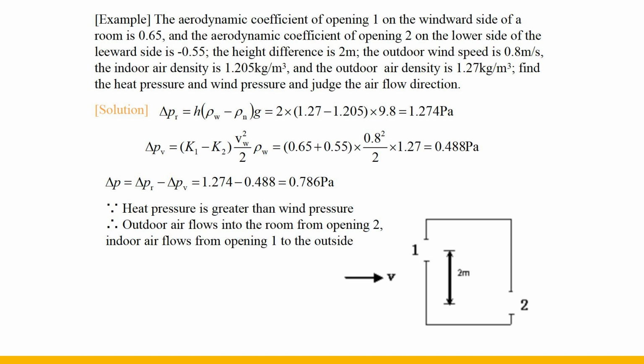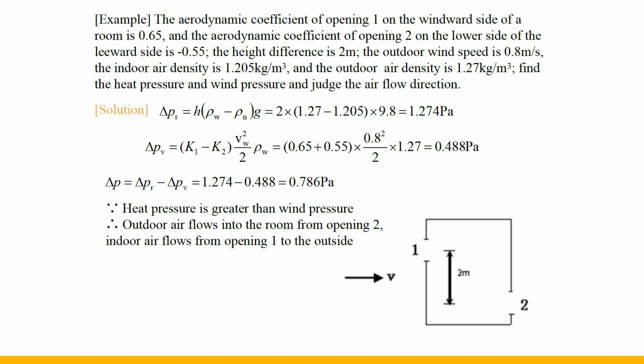If the heat pressure is greater than the wind pressure, the airflow flows into the room from the lower opening 2 and flows out from the upper opening 1. The greater the pressure difference between the two, the greater the ventilation.